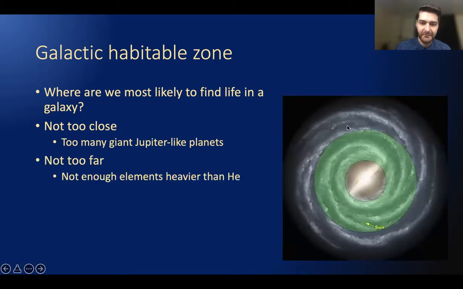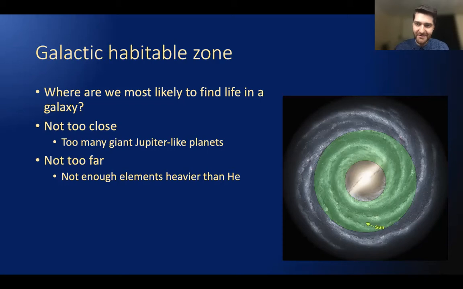And then too far away, you don't have enough elements that are heavier than helium. So the stars are mostly composed of hydrogen, which is the smallest element, like 90% of it, and then 9% of the stars is basically helium. And this is also an element that is too light and too simple.